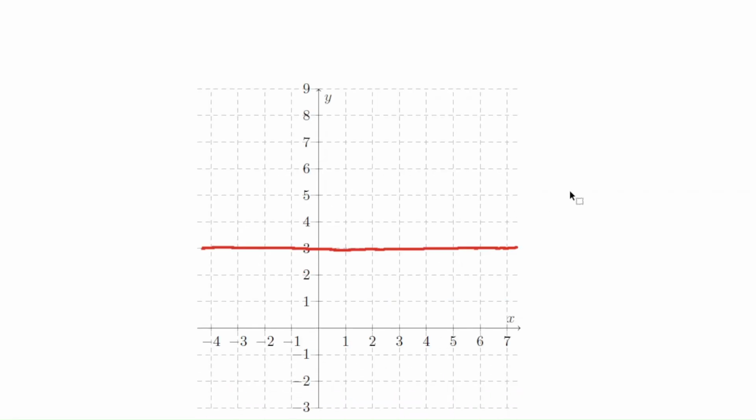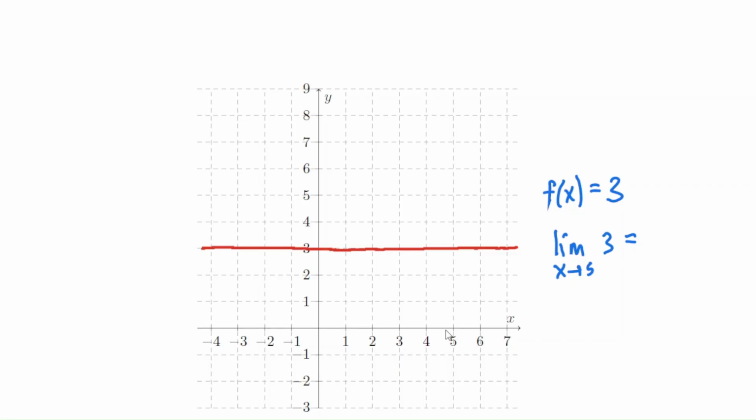Okay, so for example, I have the function f of x equals 3 right here. Okay, this is the function f of x equals 3 or y equals 3. Notice that it's just a horizontal line. And we could ask a question. So for example, we could ask, what's the limit as x approaches 5 of 3? Okay, of this function 3.